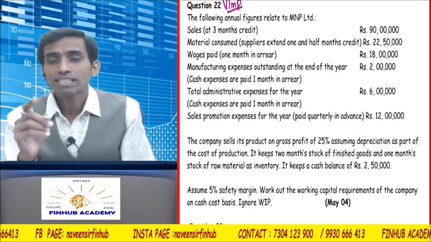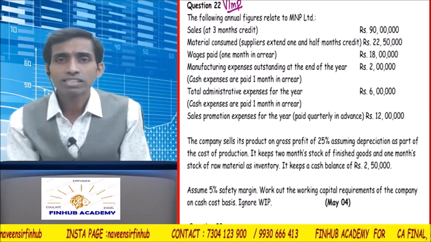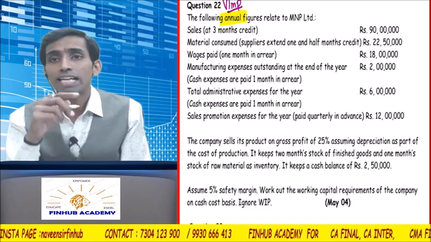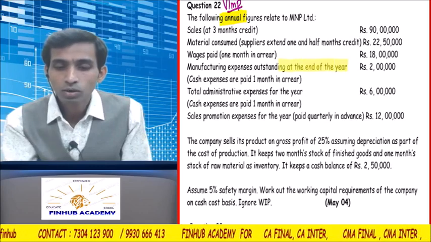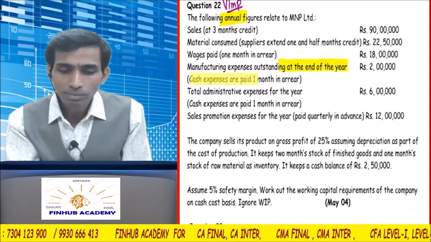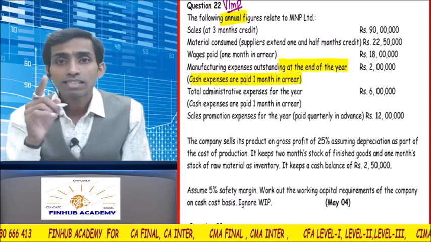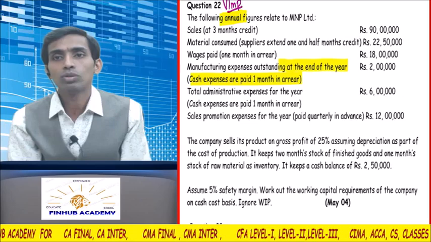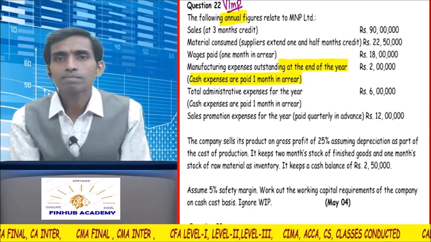Manufacturing expense. Now, what is the problem with the question? The same question is repeated, and the same mistake is there. It is given as annual figures. Manufacturing expenses outstanding at the end of the year are 2 lakhs, and cash expense is paid 1 month in arrear. How many months do you keep it outstanding? 1 month. Manufacturing expense is paid 1 month after.